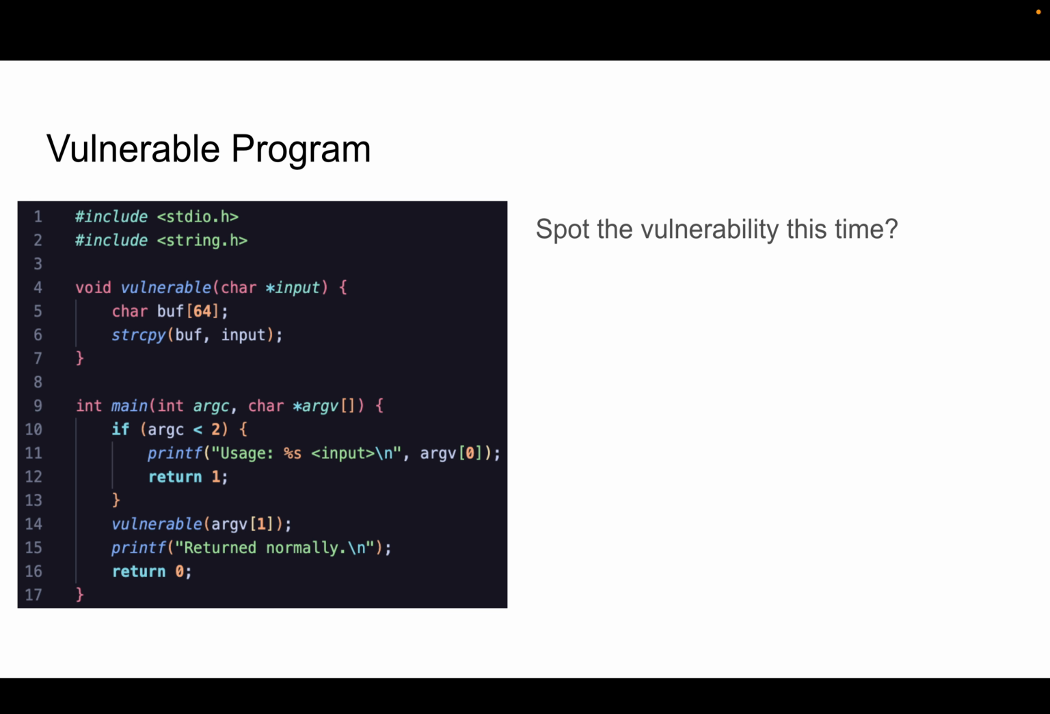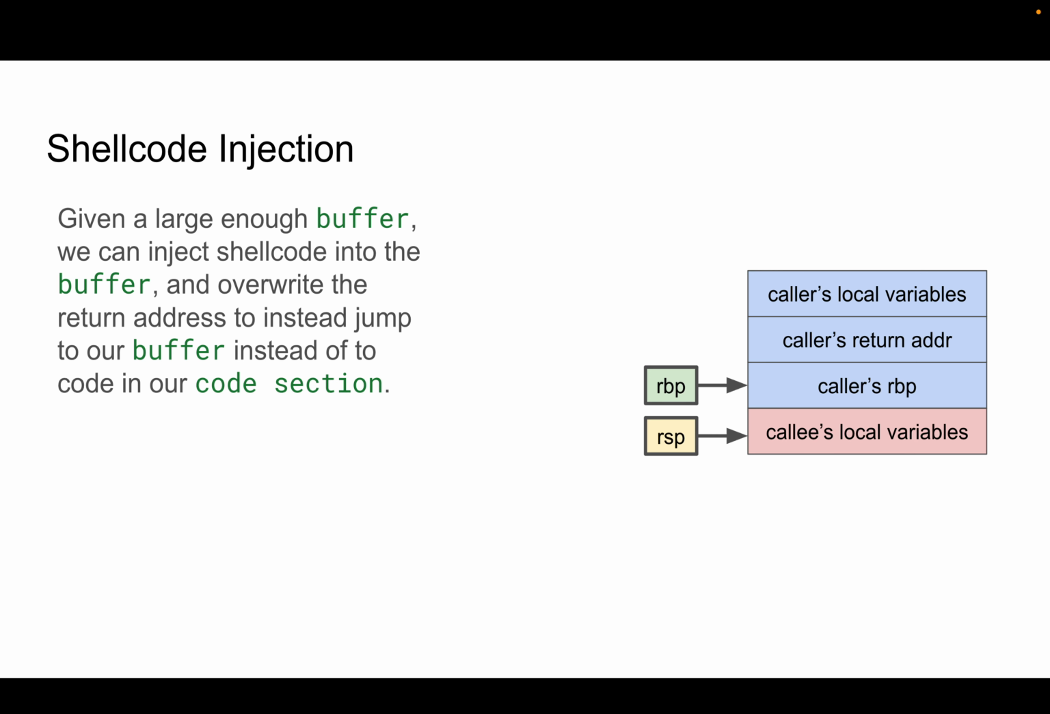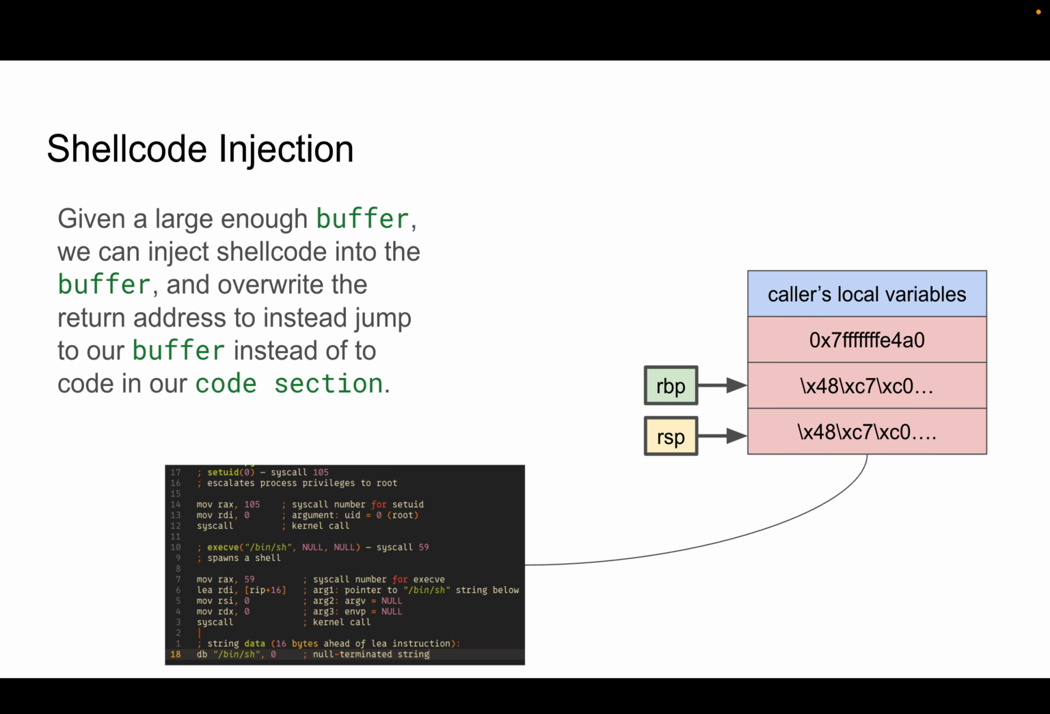So can you spot the vulnerability this time? If you said the vulnerability was at line 6, then you would be correct. So given a large enough buffer, we can inject shellcode into the buffer and overwrite the return address to instead jump to our buffer, instead of to the code in our code section like we did for our previous buffer overflow. So here we've overwritten everything in our buffer as well as our saved RBP. And instead of writing the address to somewhere within our code or text section, we've written the address of the start of our buffer where our instruction pointer can start executing our shellcode.